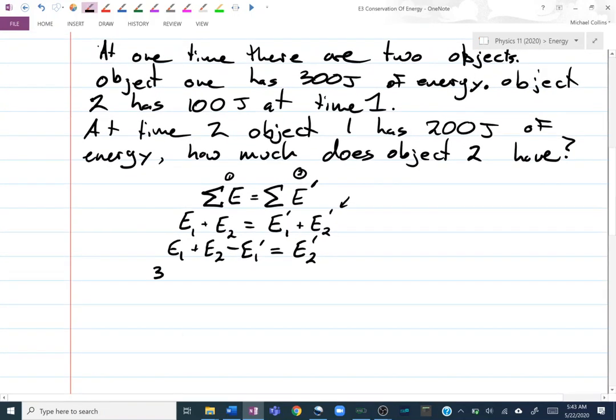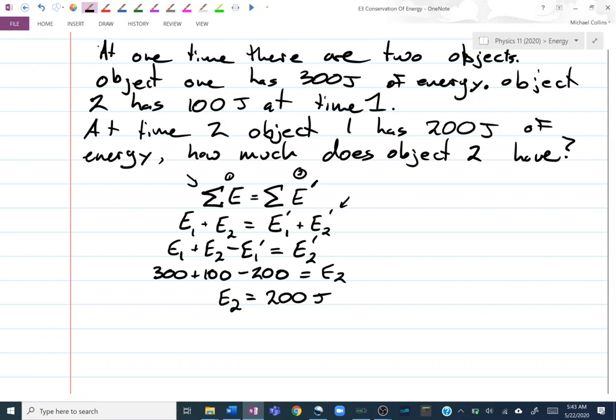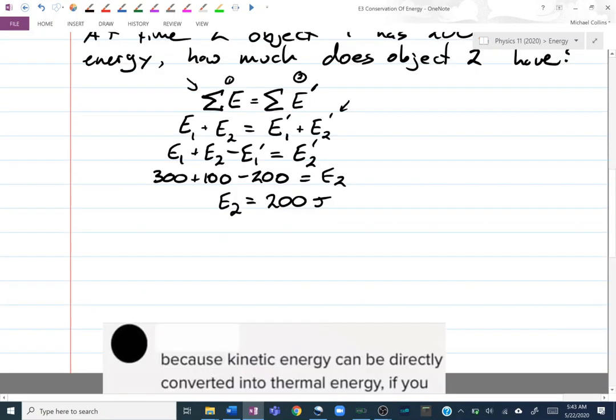And then we can substitute our known values in: 300 plus 100 minus 200. I think 400 minus 200 gives us E2 equal to 200 joules. And that's an example of how the equation works. While our original equation looks quite simple, with only two variables, it can quite quickly expand into some larger things.